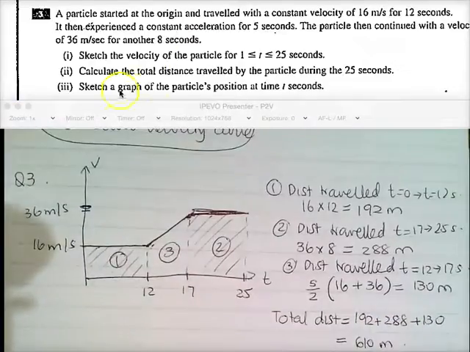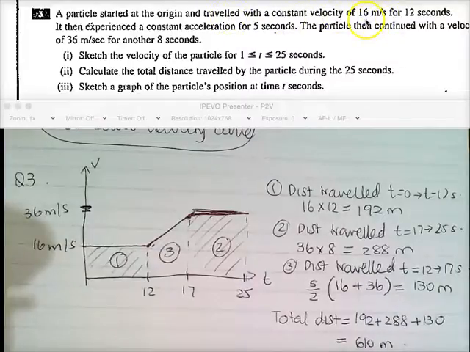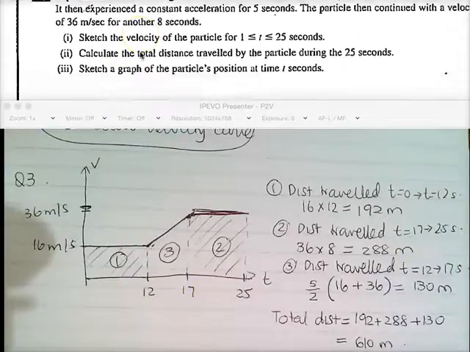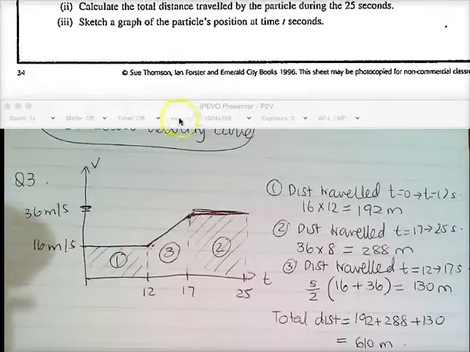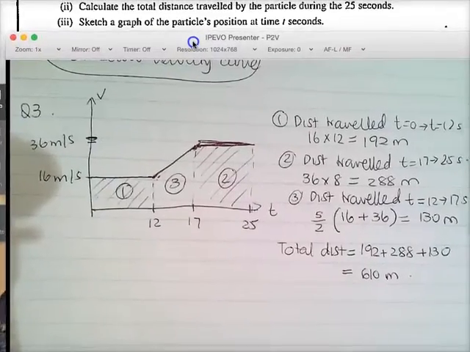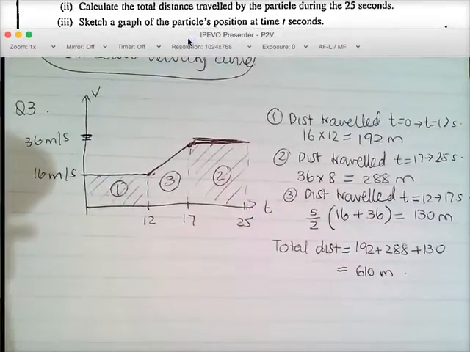Part of the question is to sketch a graph of the particle's position at time t. Now we know that the particle started at the origin and travelled with a constant velocity of 16 meters per second for 12 seconds. So the velocity was constant, so when we're drawing the x curve, it will be going up at the same amount over time. So I'm just going to do that now.